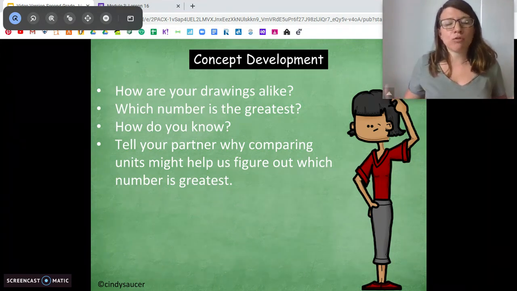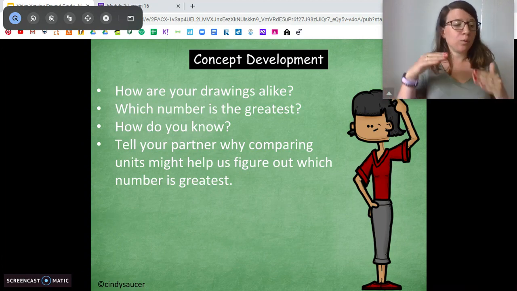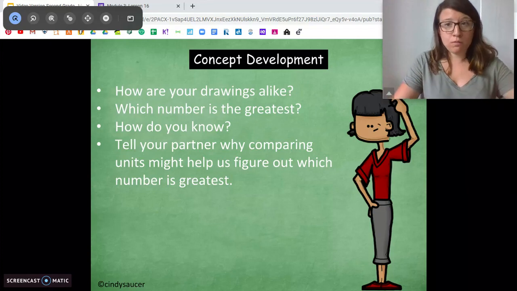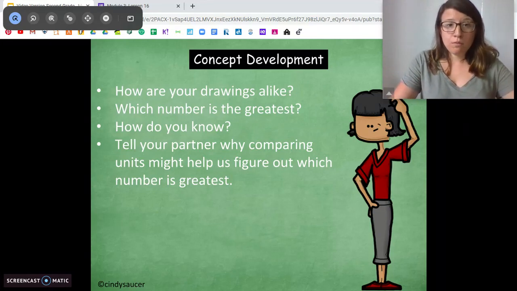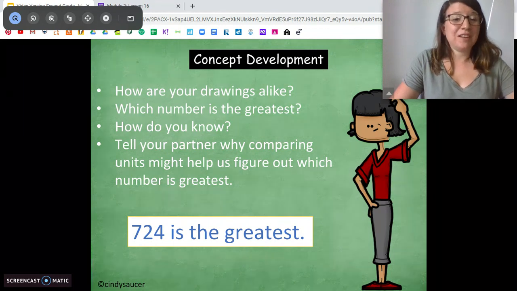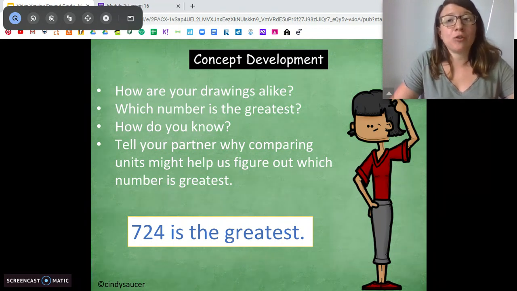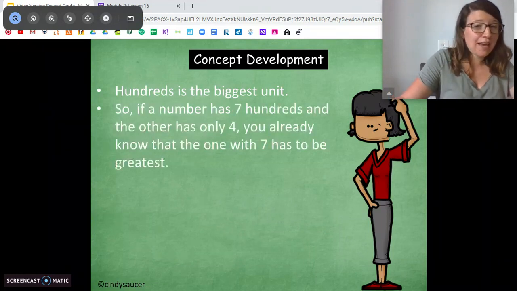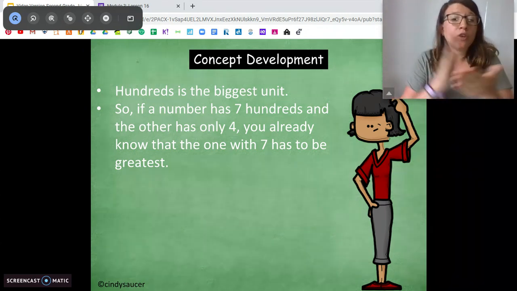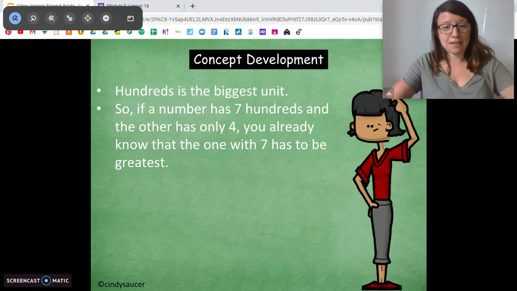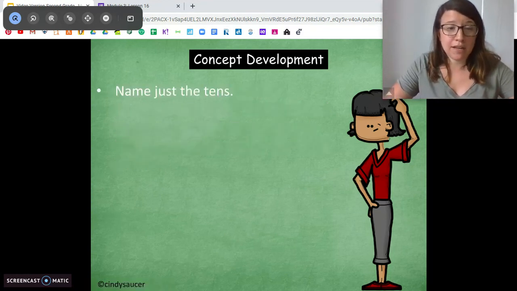Which number is the greatest? Out of those 3 numbers, which one is the greatest? Pause, talk to somebody at home about how you know. Very good. 724 is the greatest. Good. Now, our hundreds is our biggest unit. So if a number has 7 hundreds and the other only has 4 or the other only has 2, you know that the number with the 7 in the hundreds place has to be the biggest. So 724 is our greatest.